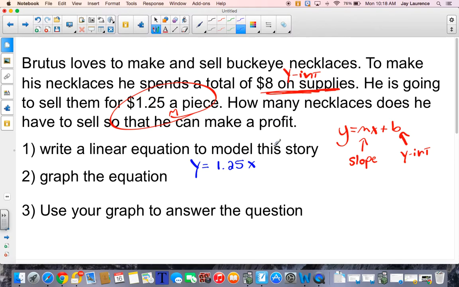Now, careful, some of you are going to go plus 8. It's actually not plus 8. You know why? Because he had to spend his own money. He had to spend $8, so he's in the hole $8 if he makes these necklaces.